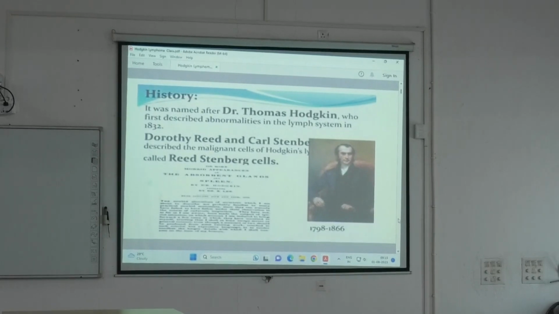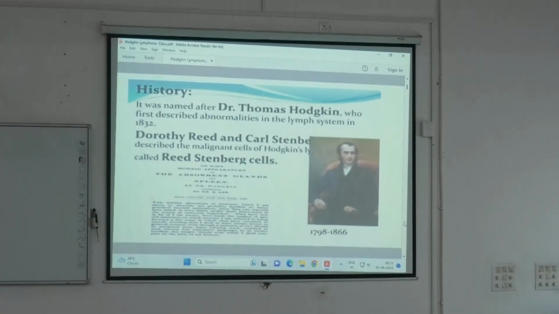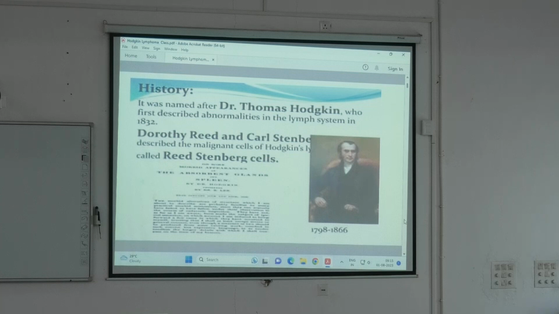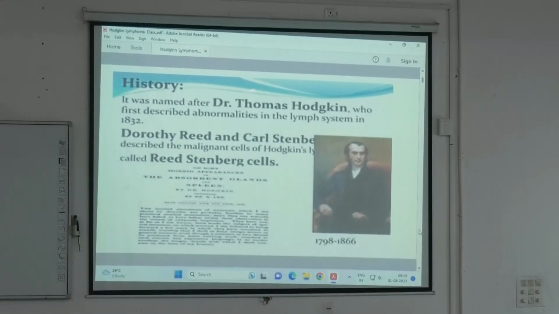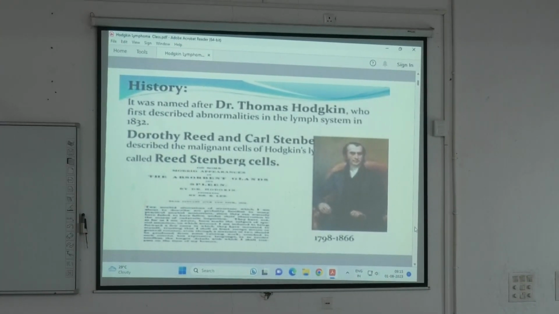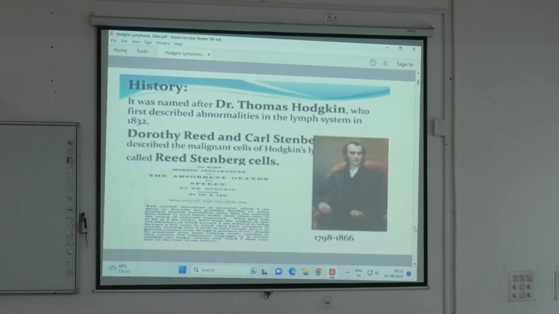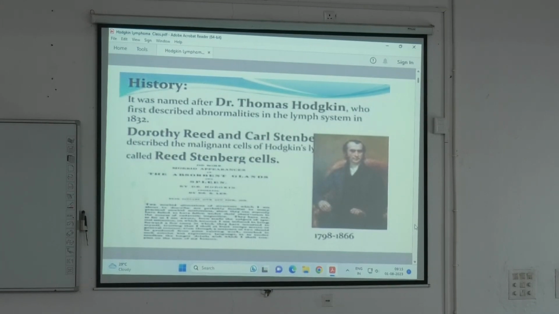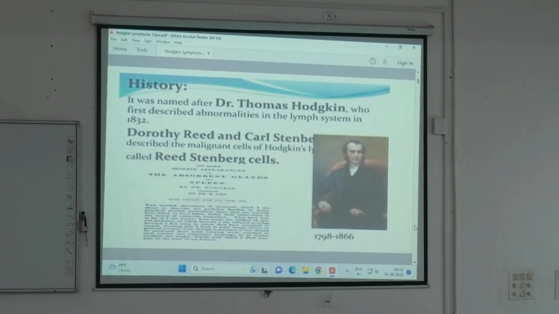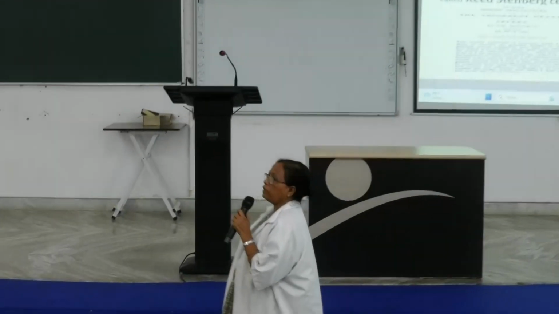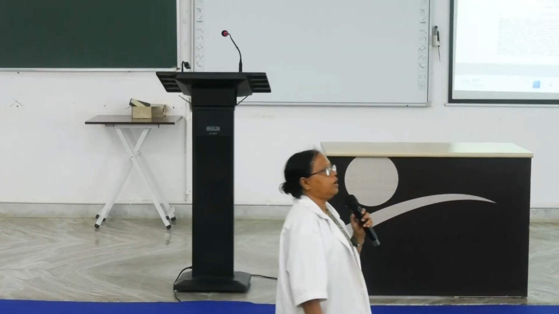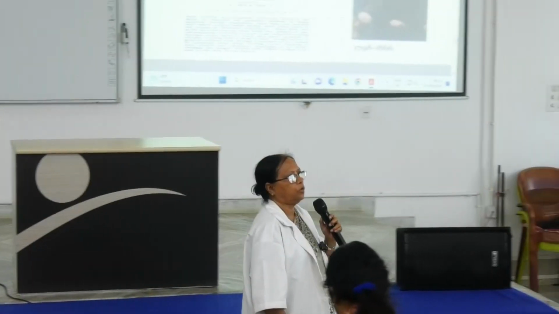Hodgkin only described first the abnormality that occurs in the lymph node. According to his name, it is called Hodgkin lymphoma. After that, Dorothy Reed and Carl Sternberg, these two scientists, also described the characteristic cells present on the histology of the lymph node in this particular disease. According to their names, that cell is called the Reed-Sternberg cell.